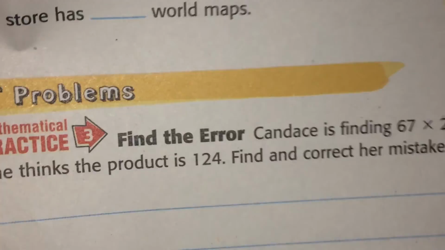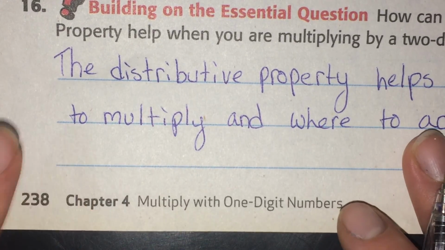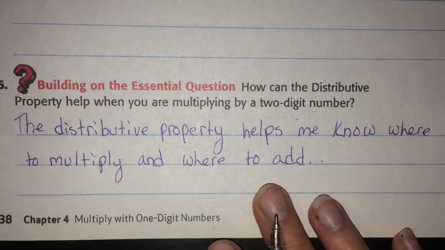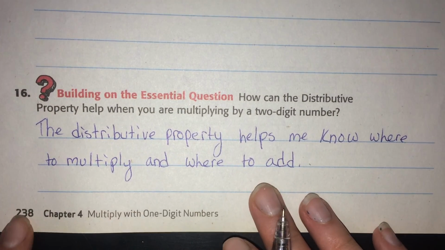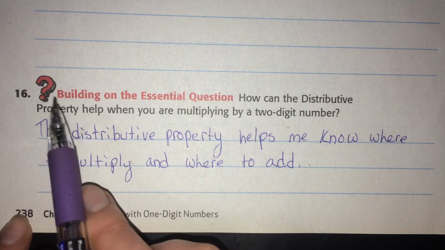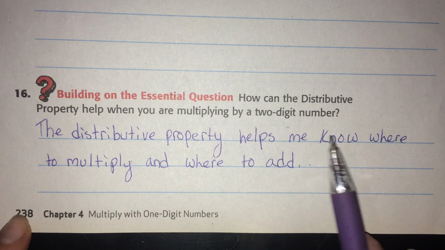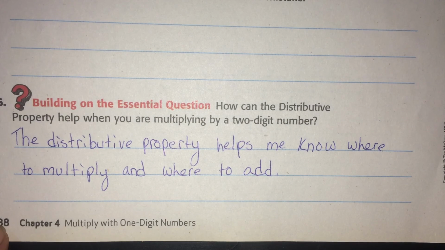Now we have the Building on Essential Questions from page 238. How can the distributive property help when you are multiplying by a two-digit number? Use the sentence starter: The distributive property helps me know where to multiply and where to add. That's how the distributive property helps me. You can use my sentence or come up with your own.